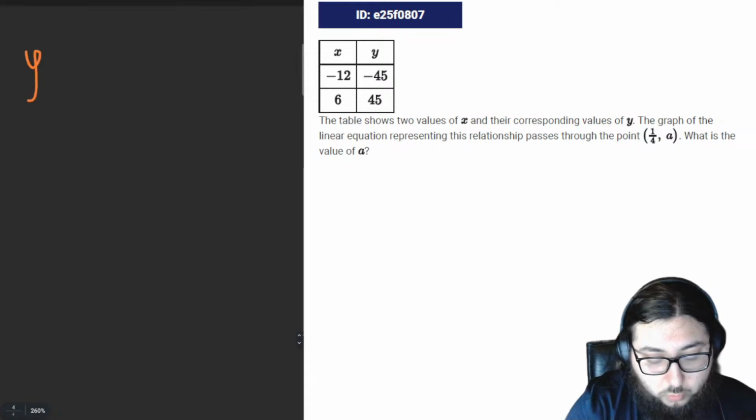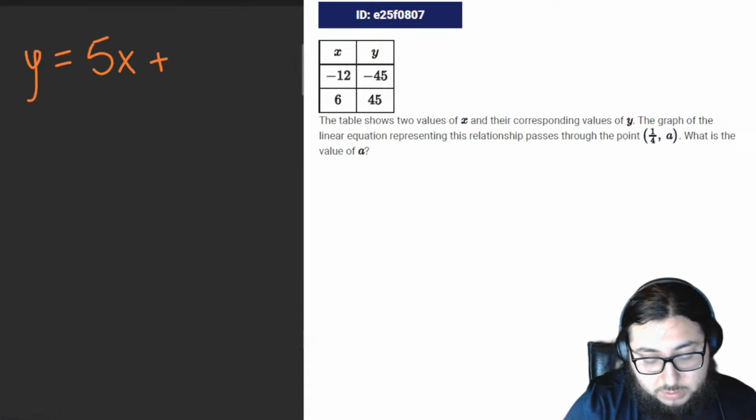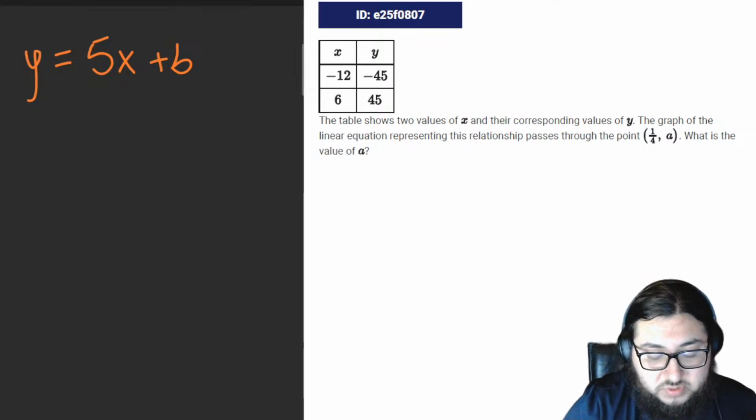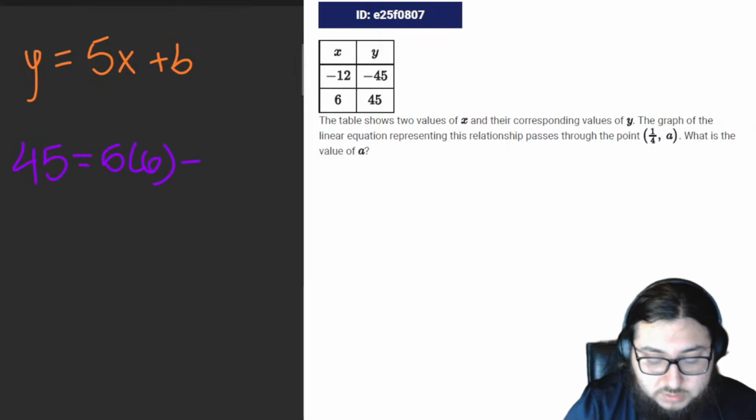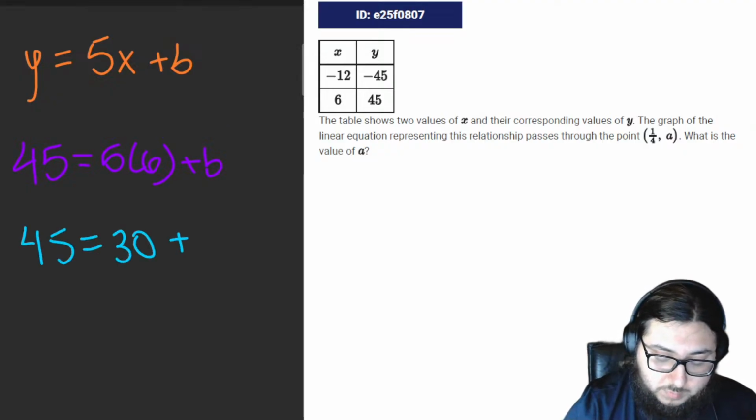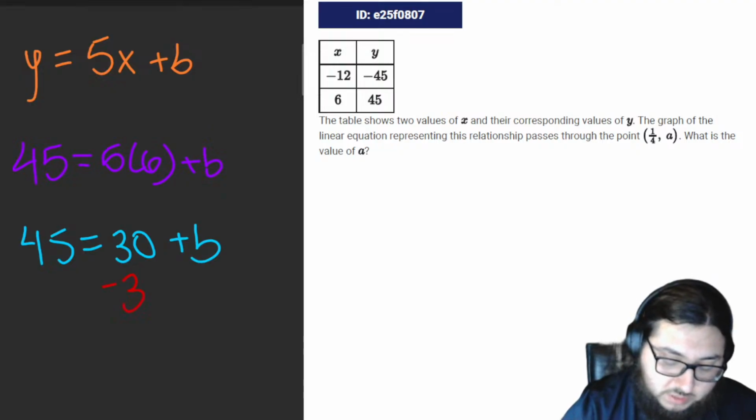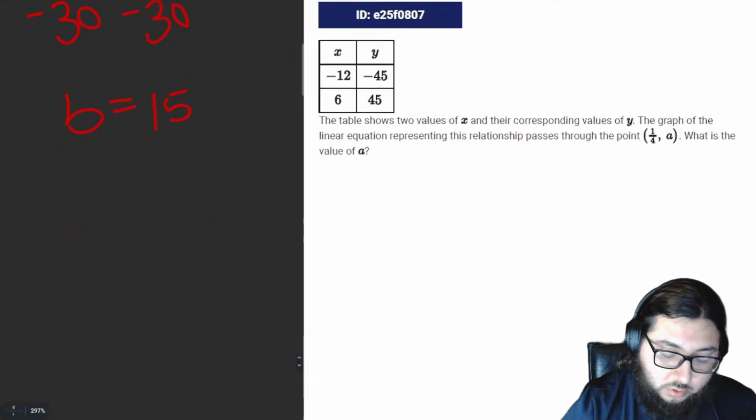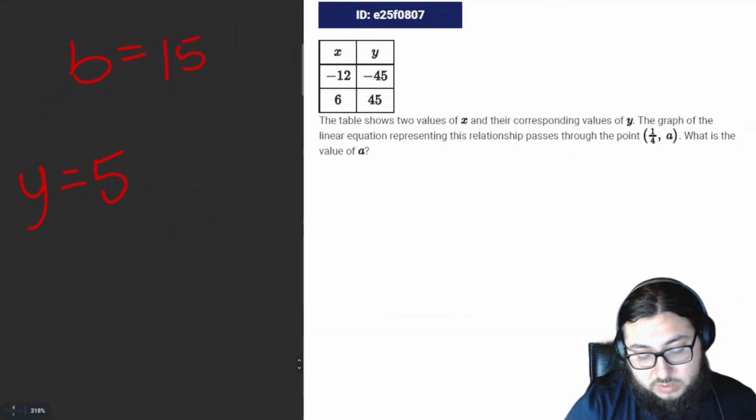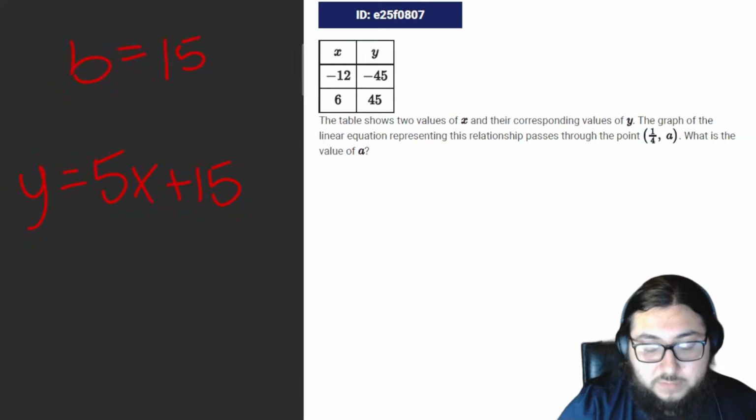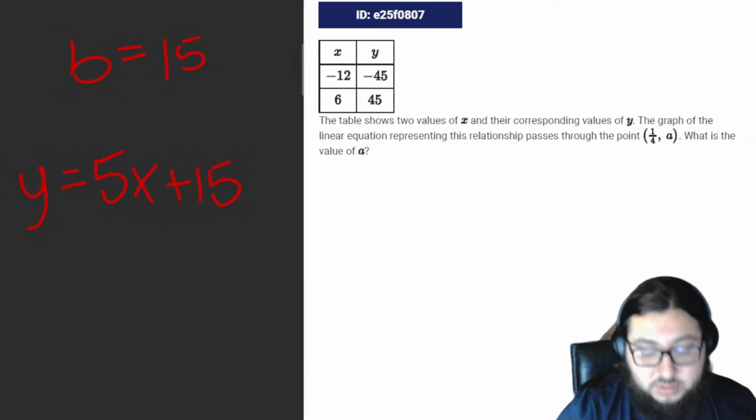So it takes the form y is equal to 5x plus b. Now we just have to do what we did in the last problem and substitute one of the ordered pairs. I'll choose 6 and 45. So y is 45 when x is 6, and solve for b. So we get that 45 is equal to 30 plus b. Subtracting 30 from both sides gives us that b is equal to 15. So we know our linear equation is y is equal to 5x plus 15. And now we just have to substitute 1/4, comma a and solve for a.